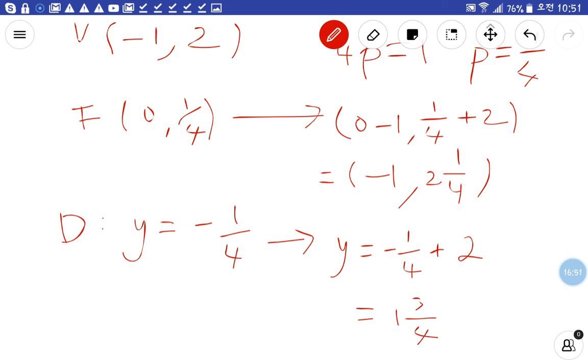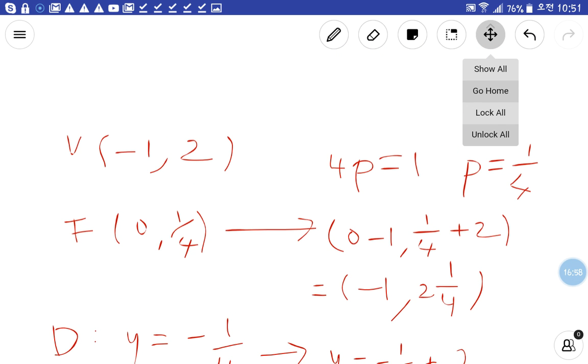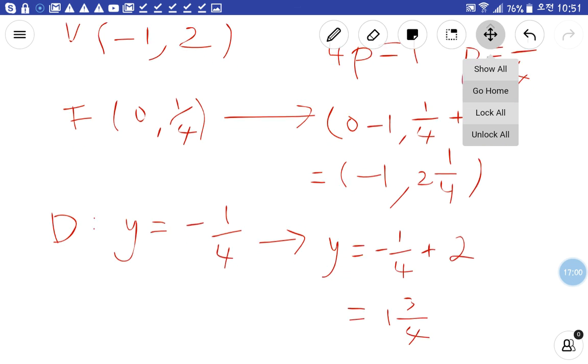Okay? So let me see. Yeah, that's it. So we need to get our vertex, focus, and directrix. Alright?